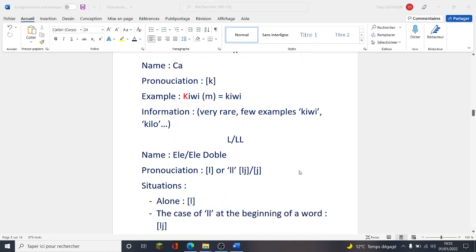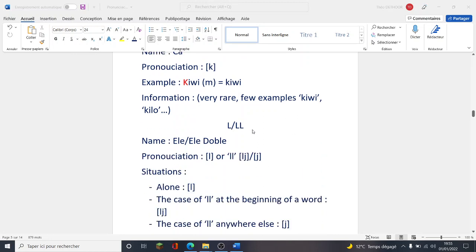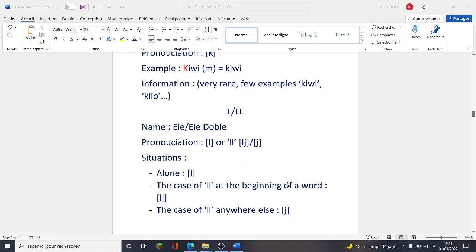What about the letter L? There is a little twist about the letter L. I decided to put the little L and the double L together in order to explain the difference between those two, because it's quite difficult if you are not aware of it. So the letter L in Spanish is called la L, and the double L is called la L doble, and the pronunciation can be L, like for the letter L alone, and it can either be lieu or ye for the double L. We'll see that in a second.